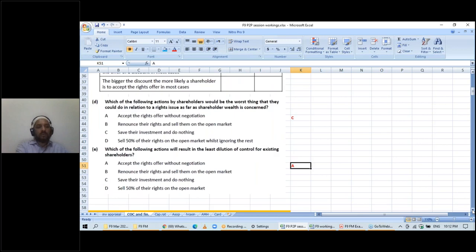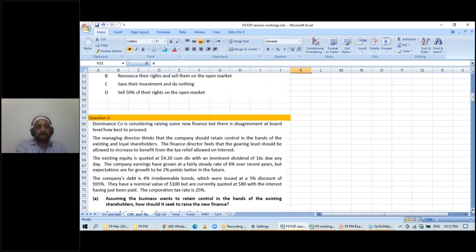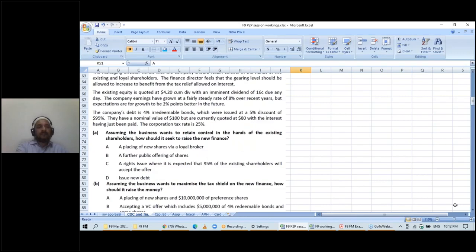Okay, students, let's move on to question 2, dominance company. The first part, requirement A, is: assuming the business wants to retain control in the hands of existing shareholders, how should it seek to raise the new finance? So they want to keep control with themselves. The correct answer is issue new debt, by issuing loan notes and raising money. They can raise funds without giving any voting rights because voting rights are connected to shares.